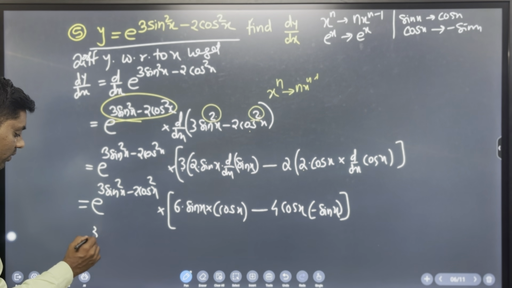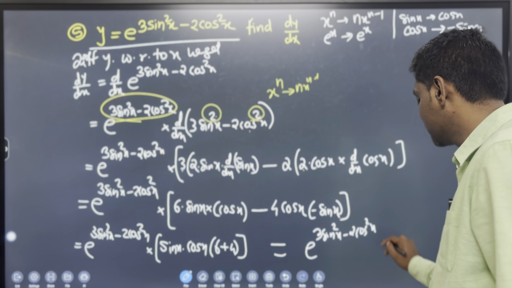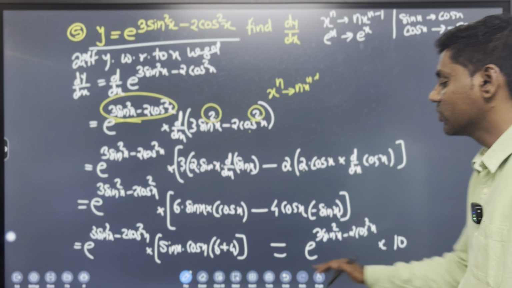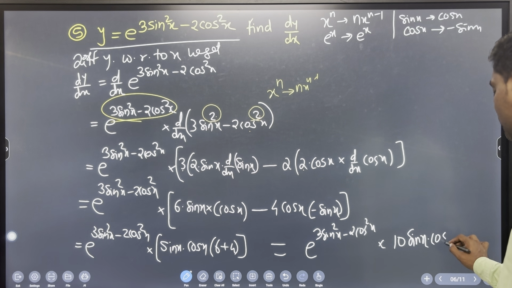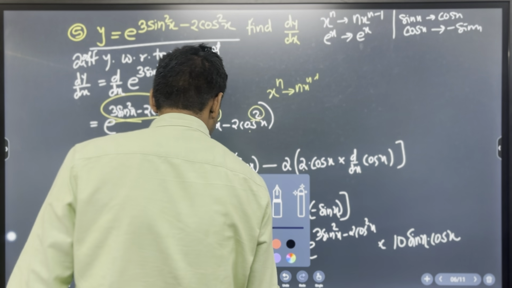So after taking the common sine and cos out, what we get is sine of x into cos of x. What is remaining inside the bracket? Now we have 6 plus 4, bracket complete. So 6 plus 4 becomes 10. So what we get now is e raised to 3 sine square x minus 2 into cos square x into 10 times sine of x into cos of x. So now this is the final answer of the given example.